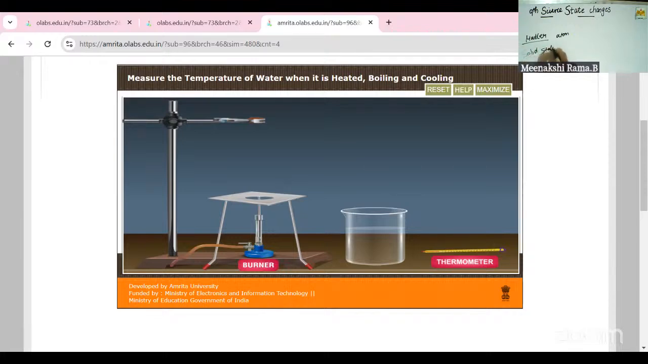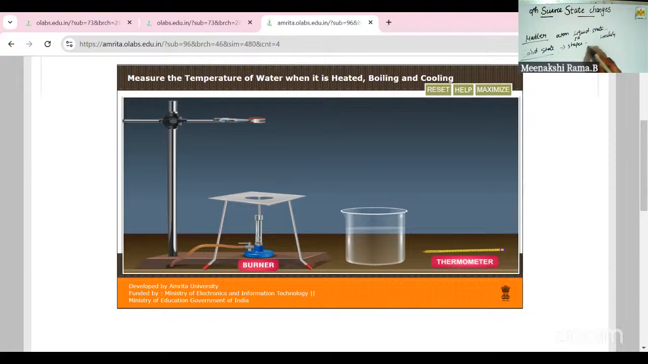Then the liquid state. Properties of liquid: the liquid state has definite volume and definite mass, but there is no definite shape. In the solid state, there is definite volume as well as mass, but in the liquid state there is no fixed shape. Liquids take up the shape of their containers, and they flow and change shape also. Liquid state particles are loosely packed.